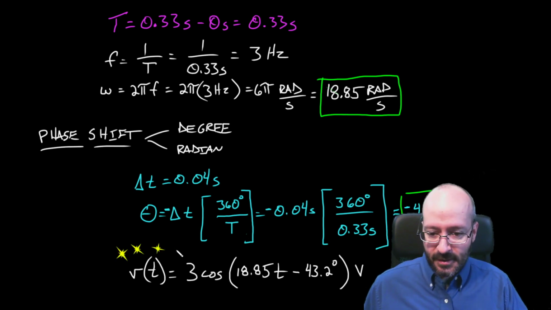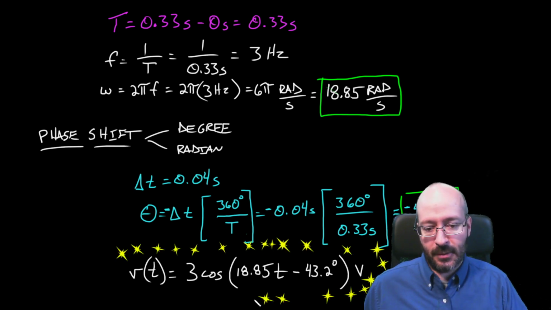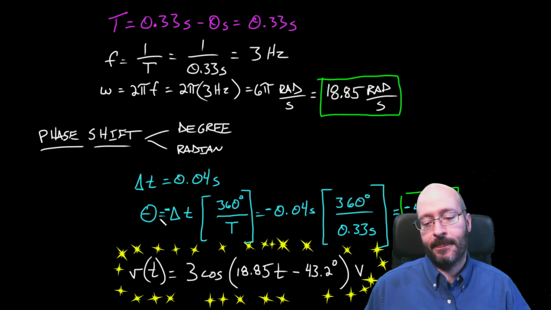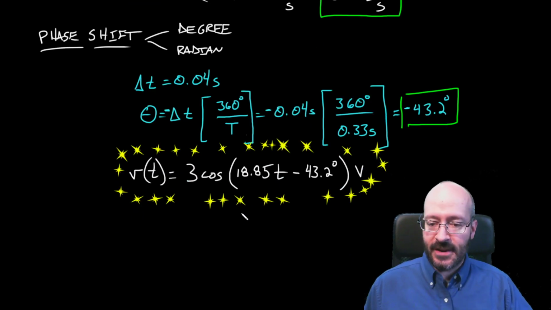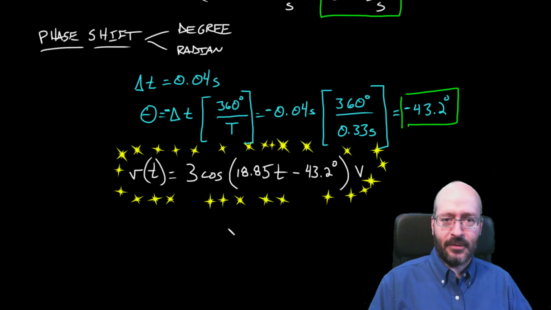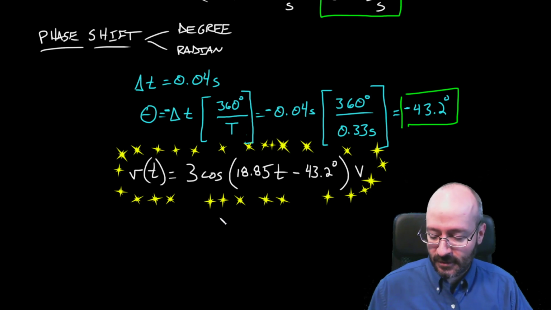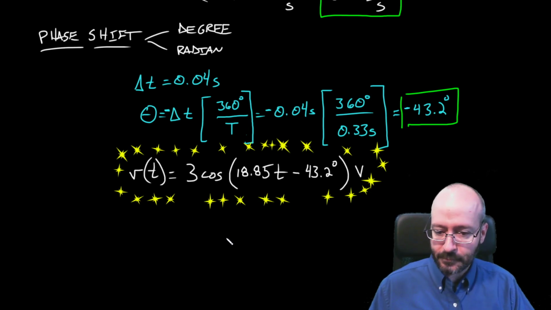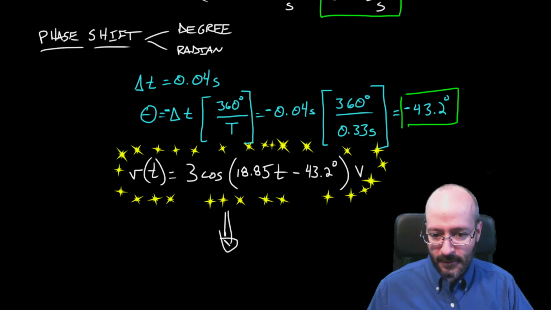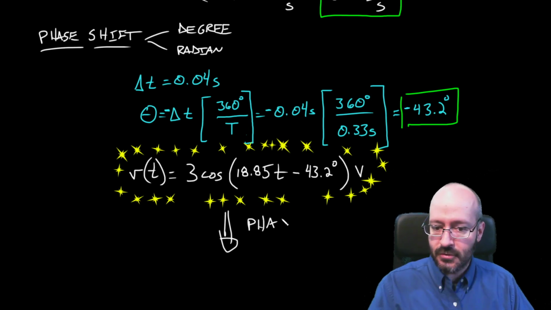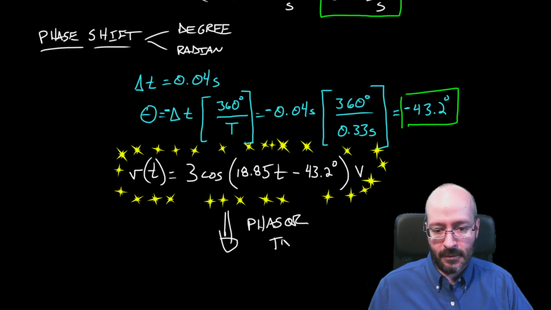But we should make sure that we got the phase shift in the right way. But that was our first answer. In order to check the phase shift, we want to take this and perform what's called the phasor transform, or the phasor transformation, to this. So we want to get a phasor, using the phasor transformation.